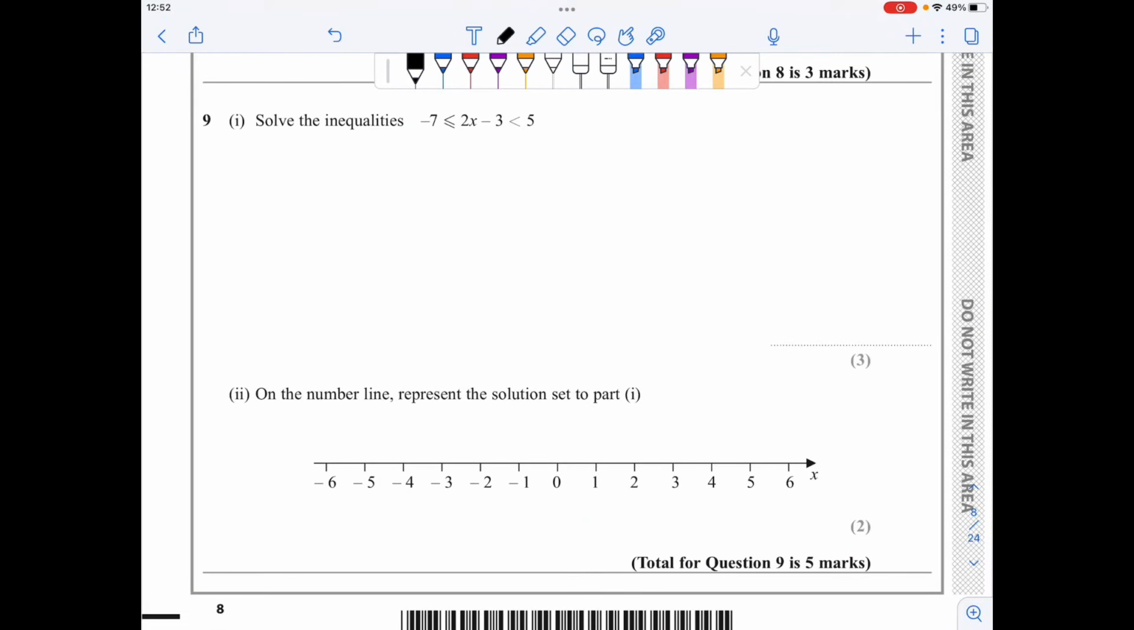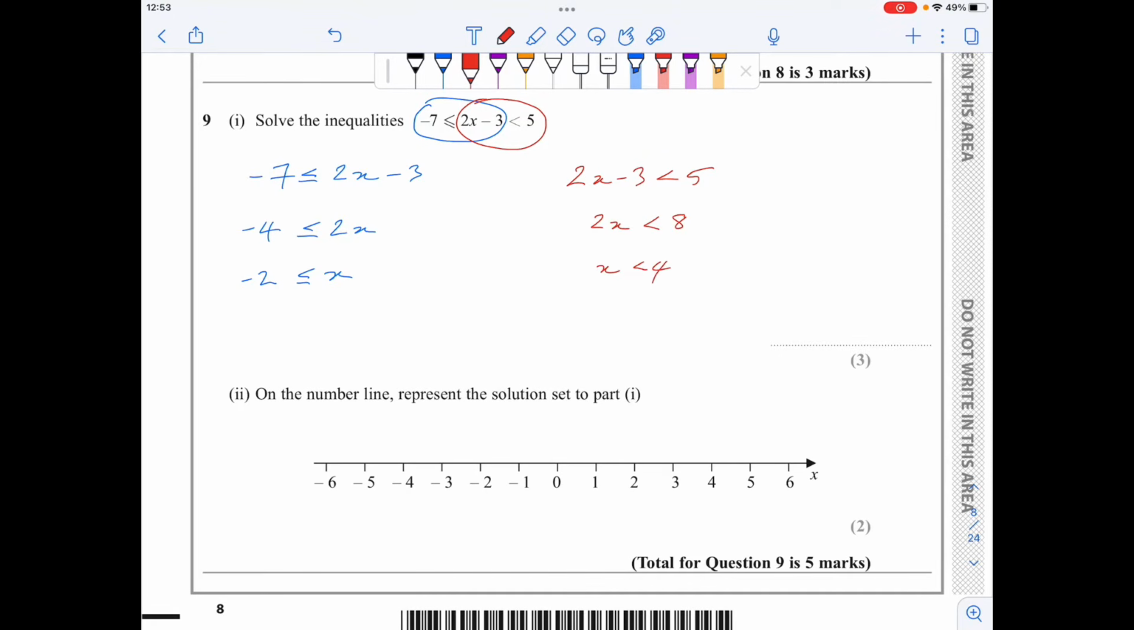For part I of question 9, I'll split this into two inequalities, the blue and the red. Now for the blue one, minus 7 less than or equal 2x minus 3. So minus 4 less than or equal to 2x. So minus 2 is less than or equal to x. And then for the red one, I've got 2x minus 3 less than 5. So 2x is less than 8. X is less than 4. So if I join this, I'm going to have x between minus 2 and 4, minus 2 being included.